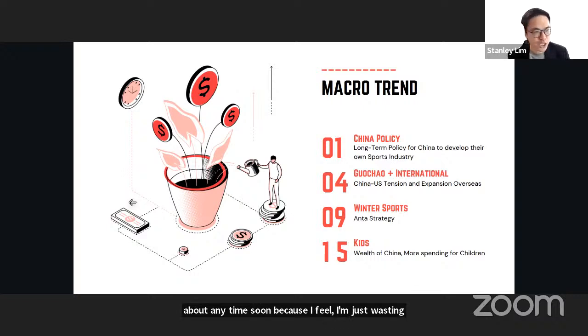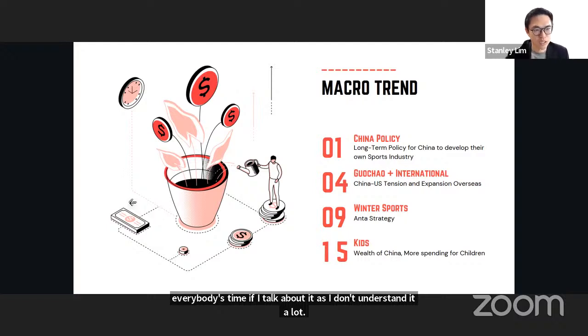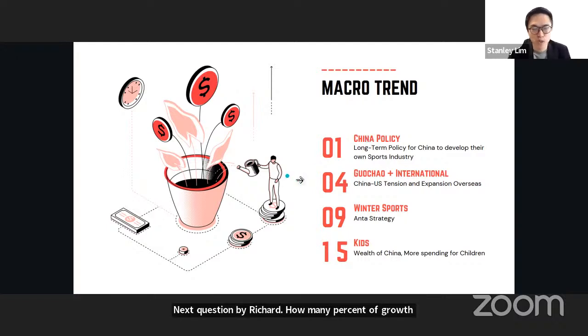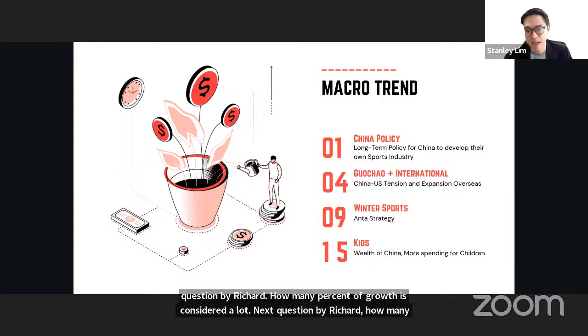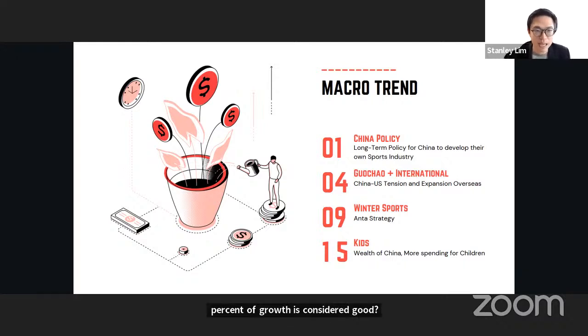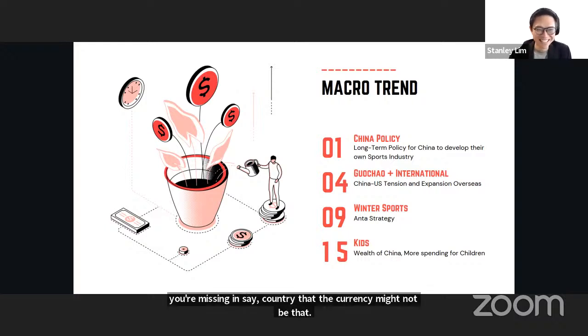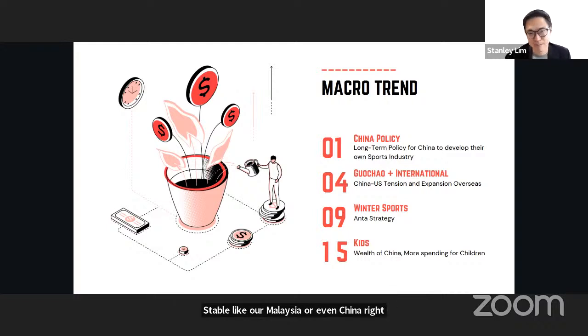Next question by Richard. It's asking how many percent of growth is considered good? I think this is a question that links to just now when I was talking about finding growth in the company. I think I stated I want a company that is at least 10% growing on all fronts. That's based on US dollars, by the way, right? So when I'm investing, I always think in terms of US dollars, because US stocks are the main thing that I buy. So if you're investing in, say, a country whose currency might not be that stable, like our Malaysia or even China, right? That growth ratio you put a little bit higher, right?